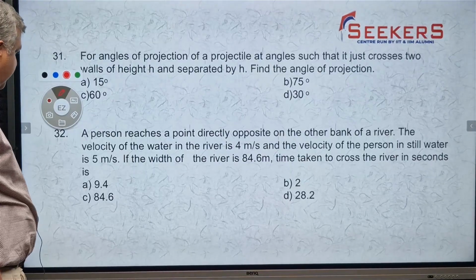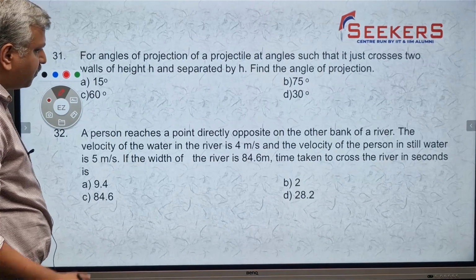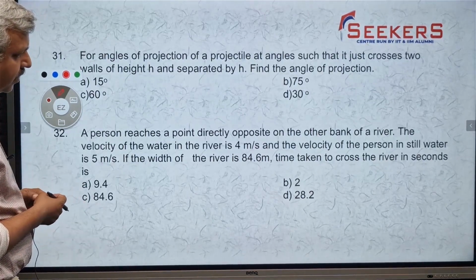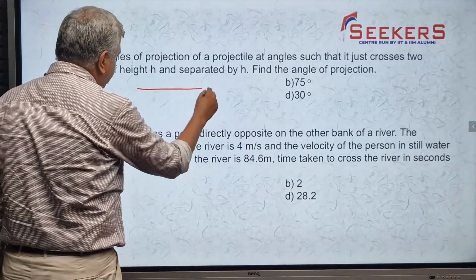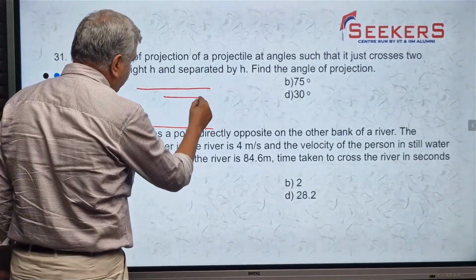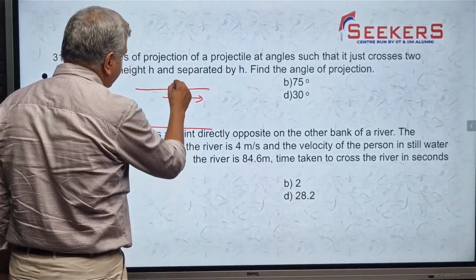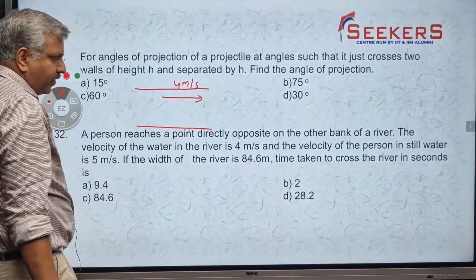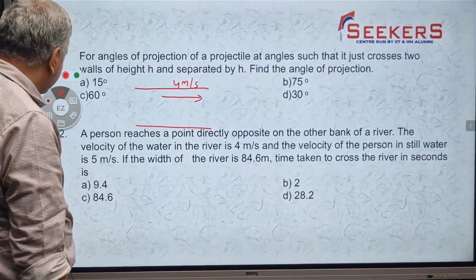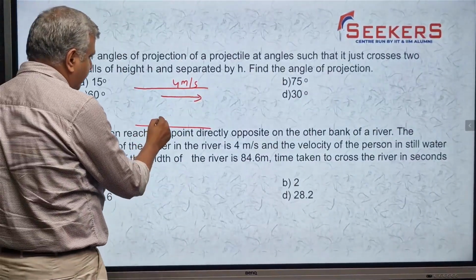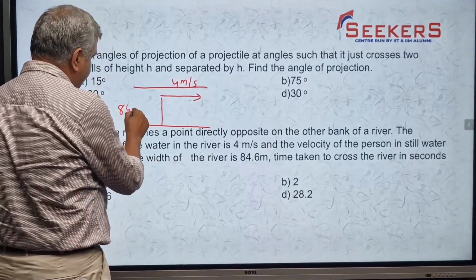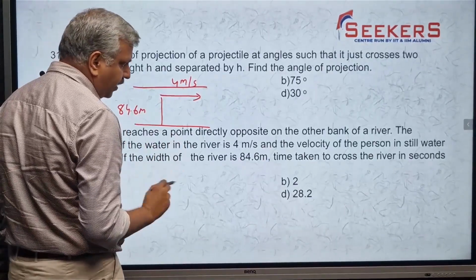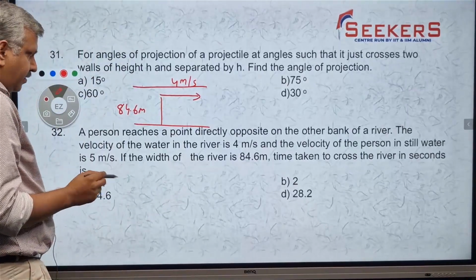So let's look at question number 32. A person reaches a point directly opposite on the other bank of a river. The velocity of the water in the river is 4 meters per second, and the velocity of the person in still water is 5. So the person can travel at 5. Now if the width of the river is 84.6 meters, the time taken to cross the river in seconds is how much?